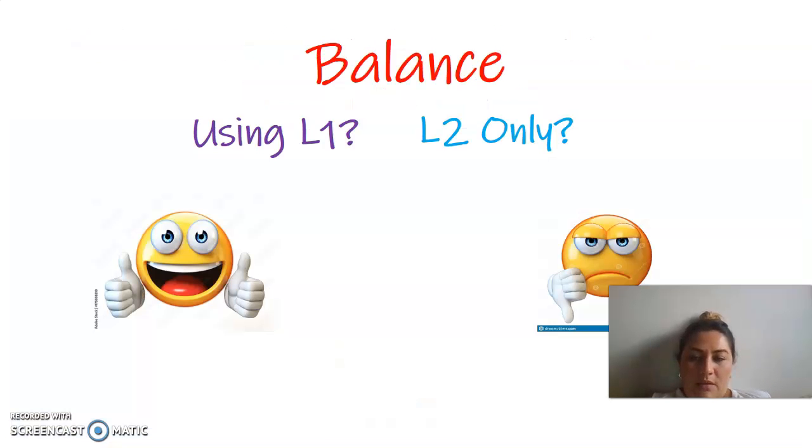Now we're going to do a balance. Do you think it's good to use L1 in an L2 classroom, or do you think that the teacher should use L2 only?